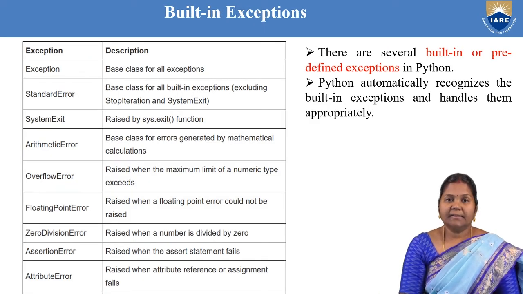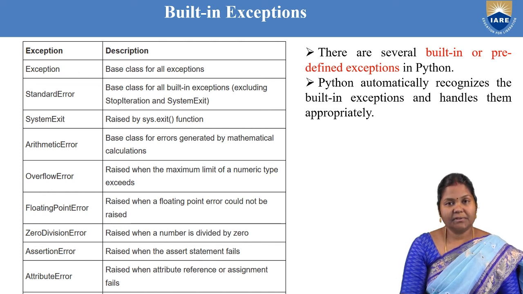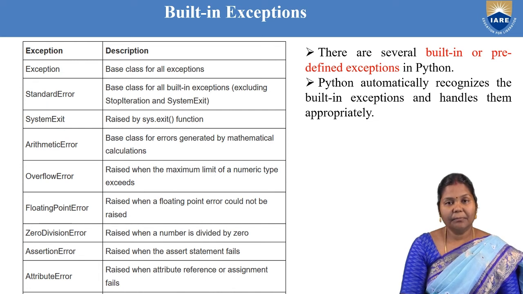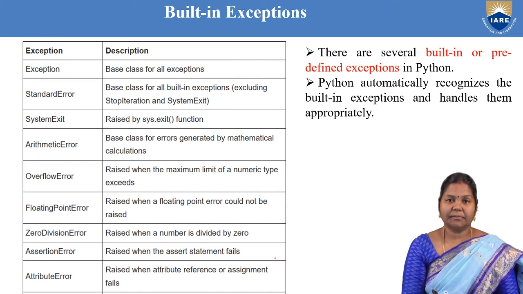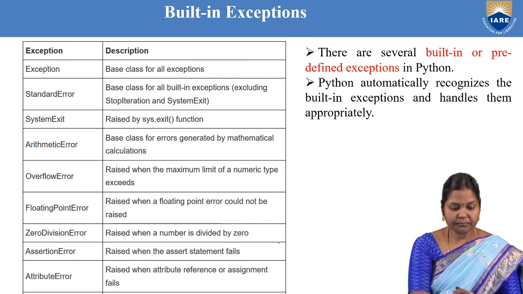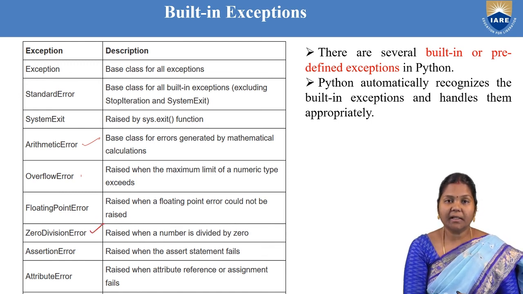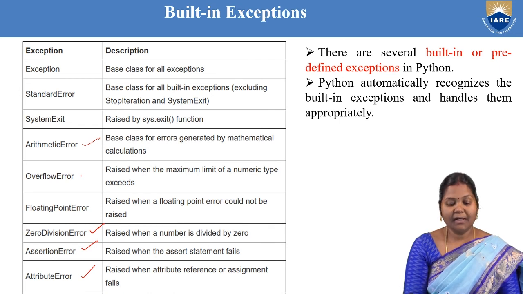Now, let us see what built-in exceptions are available in Python. Every programming language will have certain built-in or predefined exceptions. This list gives you the details about the built-in exceptions in Python. ArithmeticError is there, OverflowError is there, then FloatingPointError. We talked about multiple examples regarding the ZeroDivisionError so far. Then AssertionError is there, AttributeError is there. These are the built-in exceptions in Python, and we can handle them.